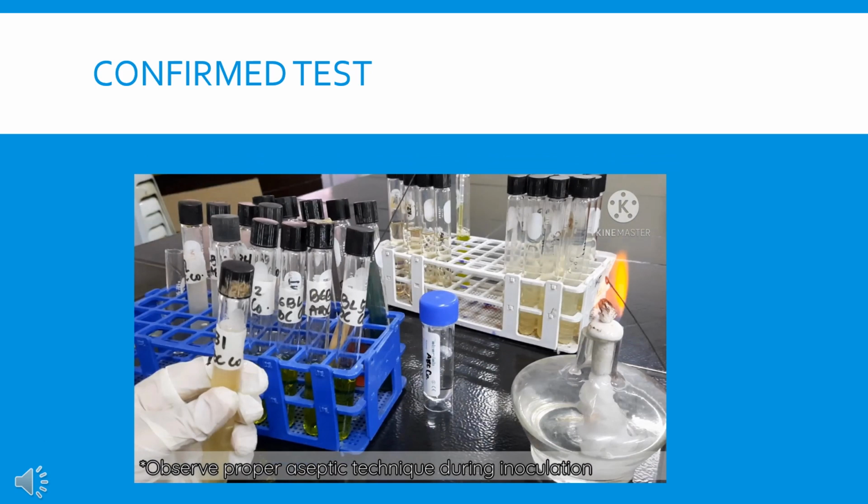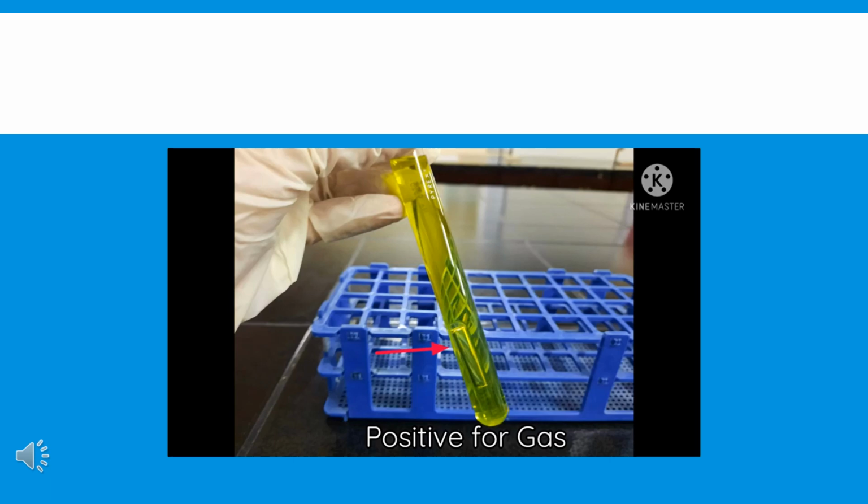Now the sample we use here is from your presumptive test that turned positive. And of course, you have to observe proper aseptic technique during inoculation. Positive result after 24 hours would give you your effervescence or your bubble in your Durham tube. Again, if it is negative after 24 hours, you can re-incubate it for another 24 hours and then re-examine your tube.